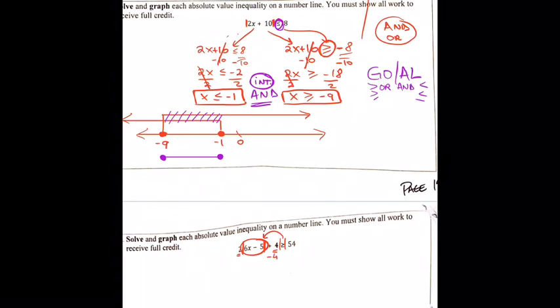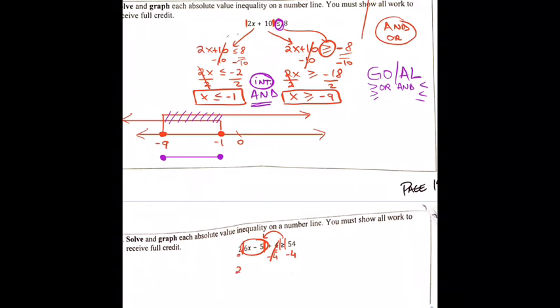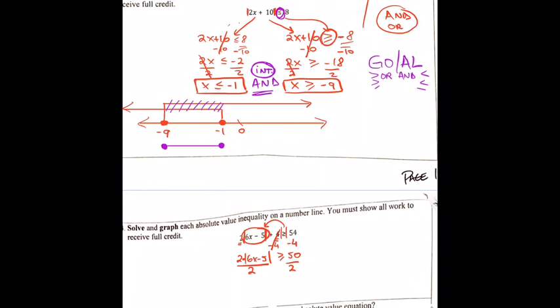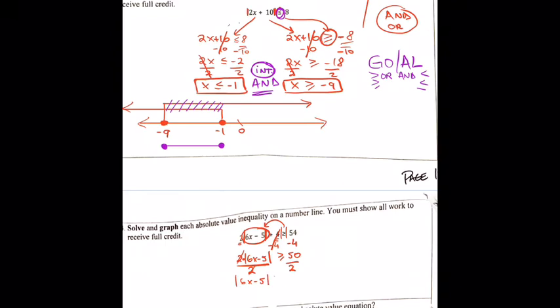As always, we get rid of that constant first, so we do -4 on both sides. The 4 goes away, and I get 2 absolute value of 6x minus 5 is greater or equal to 50. I still need to get rid of 2. So I'm dividing by 2 on both sides. Why dividing? Because between 2 and my absolute value, I have multiplication. And I need to undo that. So I do the opposite, which is division. My 2 goes away, and I have 6x minus 5 in absolute value, greater or equal to 25.